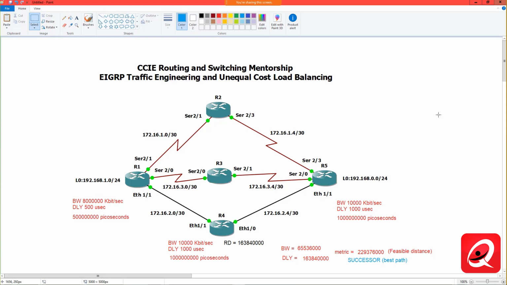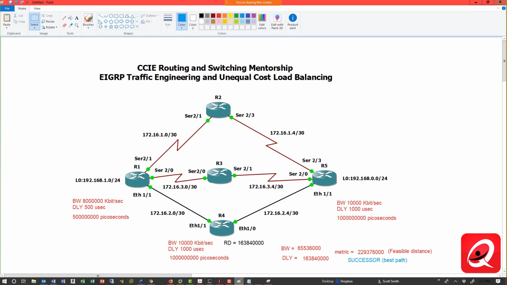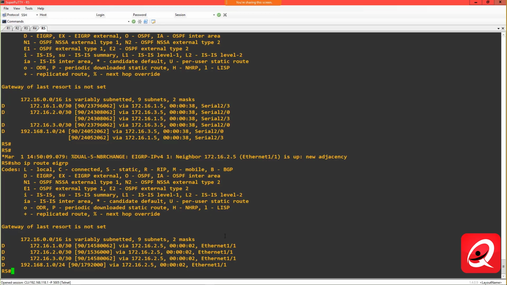The bottom calculations didn't change at all. We're still talking about the top two calculations. So we're back to the question of, do I have a feasible successor in this particular topology? We haven't modified any bandwidths or delays on these serial interfaces, so we know that those interfaces are going to have an equal cost metric.